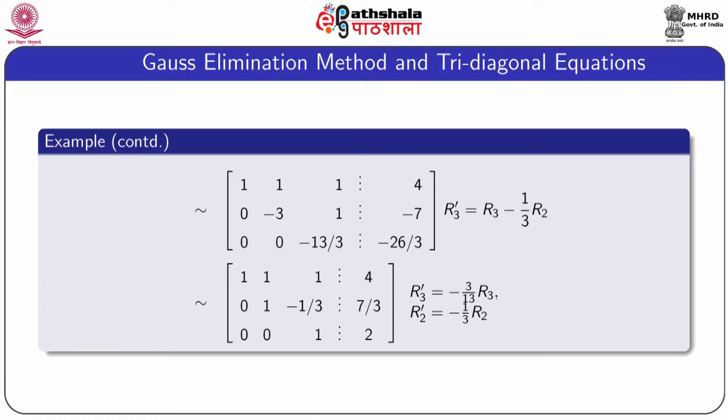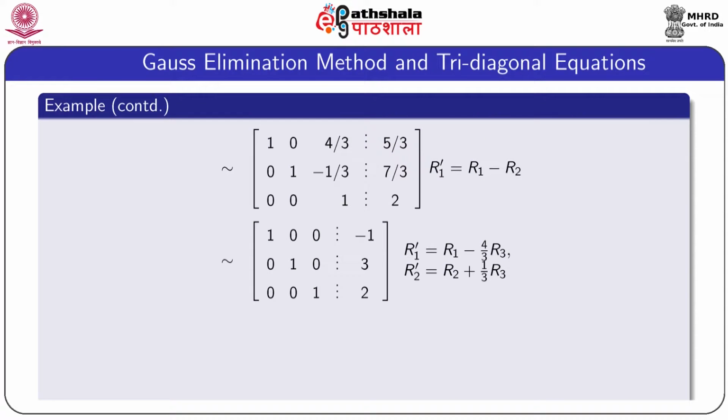And now we divide the second row and the third row by minus 3 and minus 13 by 3 respectively to get 1. So after applying this elementary row operation, the augmented matrix finally reduces to the last form. The first row remains unchanged, the second row is transformed to 0 1 minus 1/3 7 by 3, and the third row is 0 0 1 2.